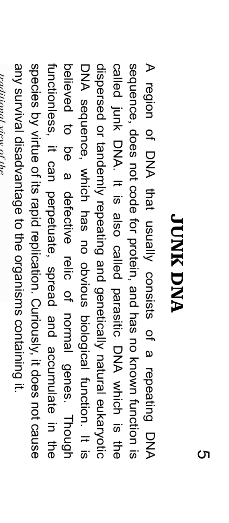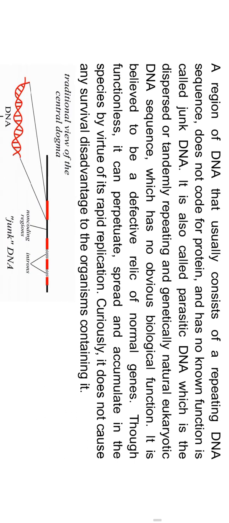Then junk DNA. A region of DNA that usually consists of a repeating DNA sequence, does not code for proteins, and has no known function is called junk DNA. It is also called parasitic DNA, which is the dispersed or randomly repeating and genetically neutral eukaryotic DNA sequence, which has no obvious biological function. It is believed to be a defective relic of normal genes.